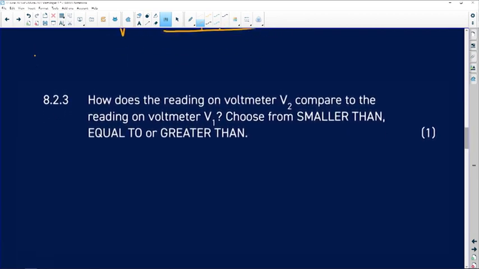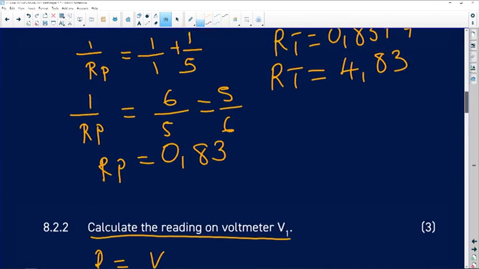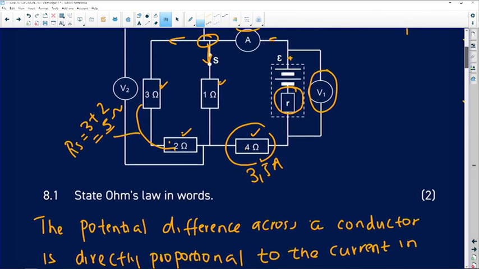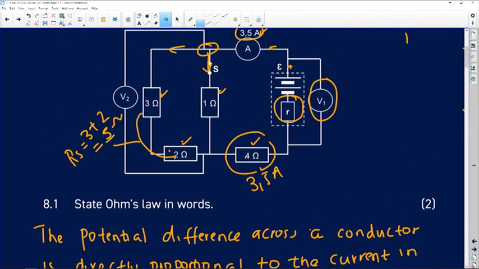Alright, let's compare the two. How does the reading on voltmeter V2 compare to the reading on voltmeter V1? Here we are given a choice: smaller than, equal to, or greater than. Let us compare the two from the diagram. V1 has the total for the external, and V2 is part of the external. So V2 can never be greater than V1.